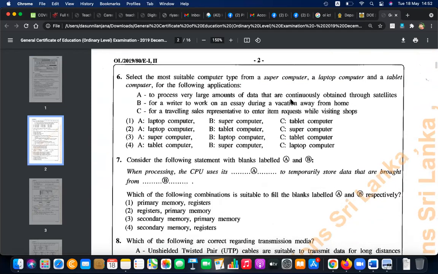And question 6. Select the most suitable computer type from supercomputer, laptop computer, and tablet computer for the following applications. Yes, what is good for the following applications?